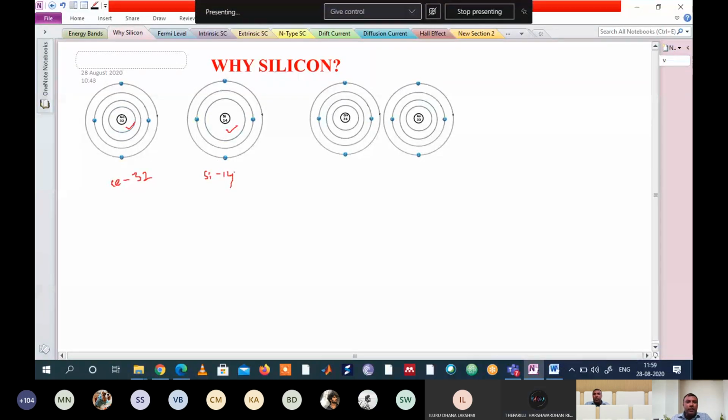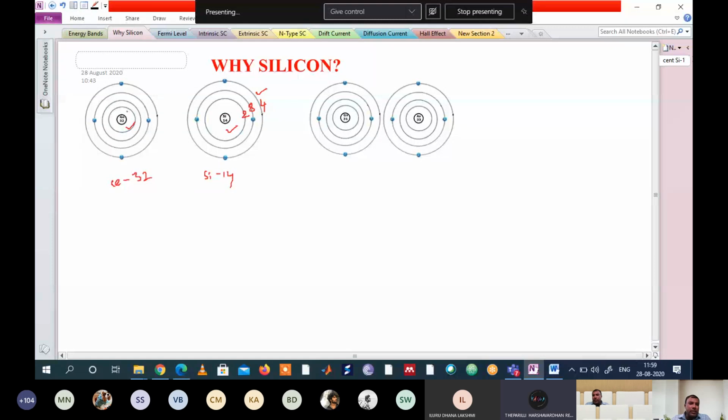Now, 14 means how many electrons are present in the first orbit? Yesterday we learned: two. How many in the second orbit? Eight. What are the remaining electrons? Four. The remaining four electrons are present in the outermost orbit, isn't it?